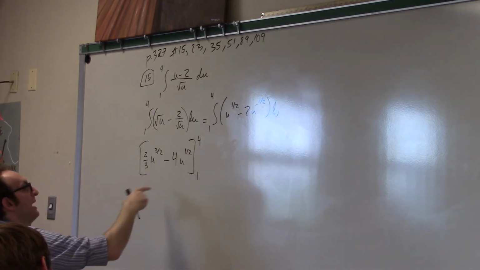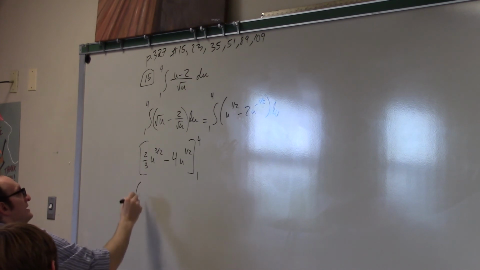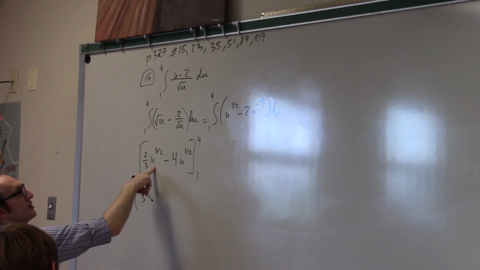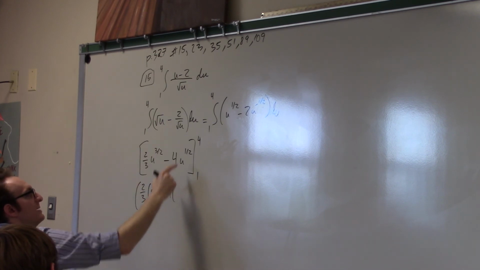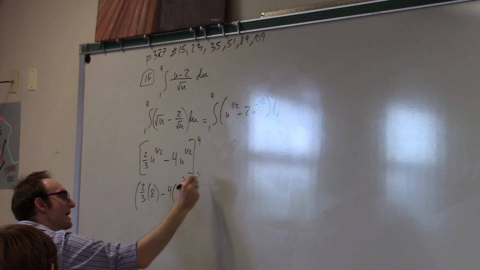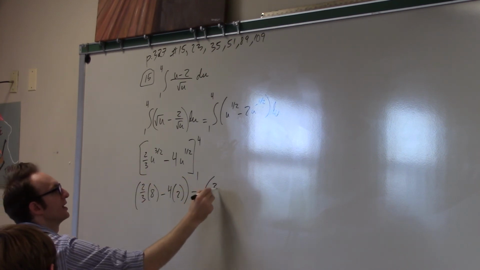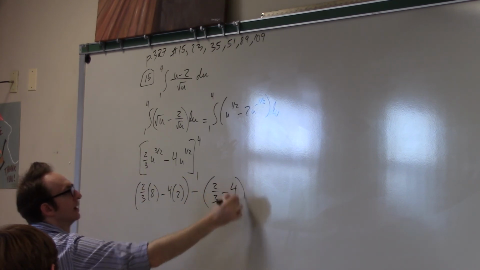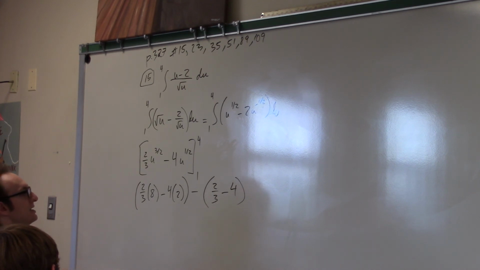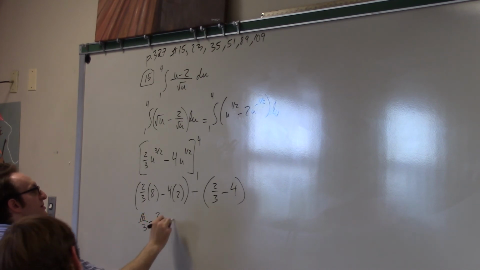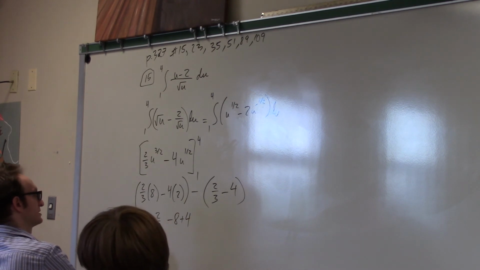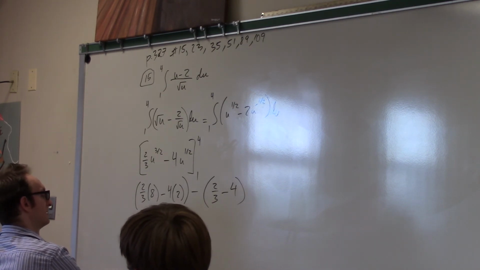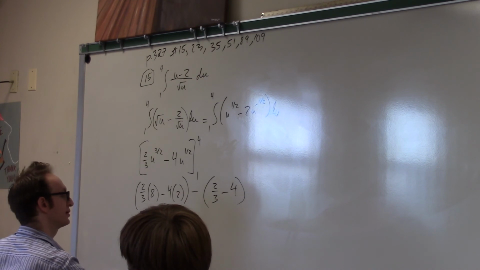Now I evaluate the expression. 2/3 times, if I plug in 4, I get 8, minus 4 times the square root of 4, which is 2, minus whatever I get when I plug in 1, which is 2/3 minus 4. I get 16/3 minus 2/3 minus 8 plus 4. That is 14/3 minus 4. So, did you get 2/3 in the end?